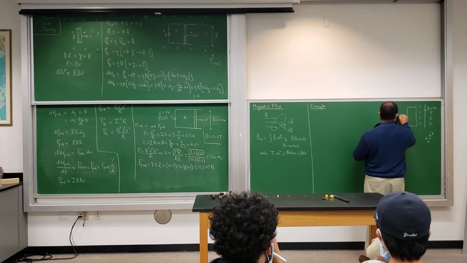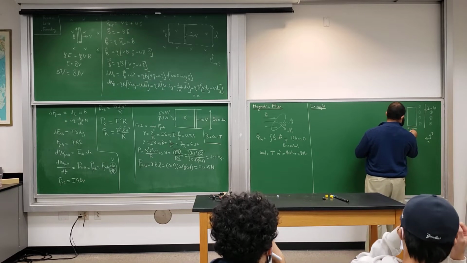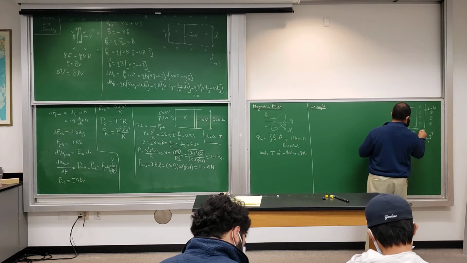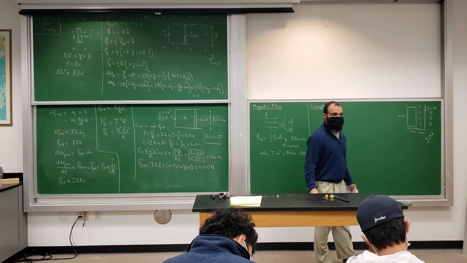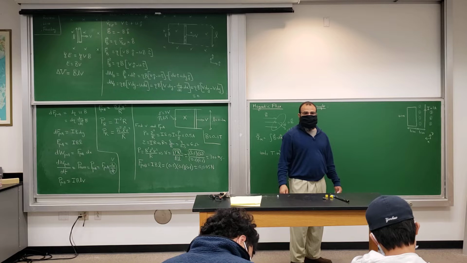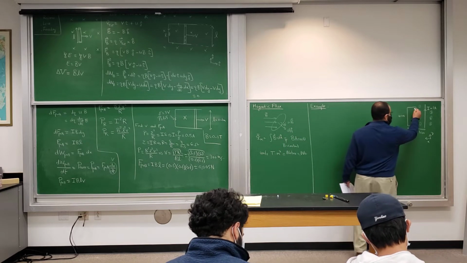It's 4 centimeters this way, and then it's 1 centimeter this way, and it's 1 centimeter here. So magnetic field. So there is magnetic field coming out, right?